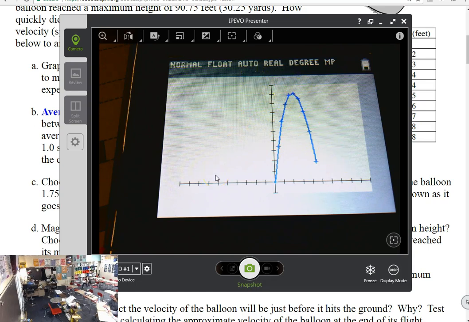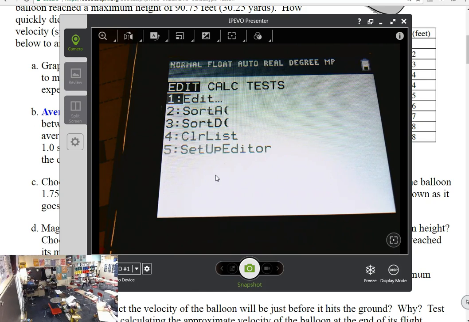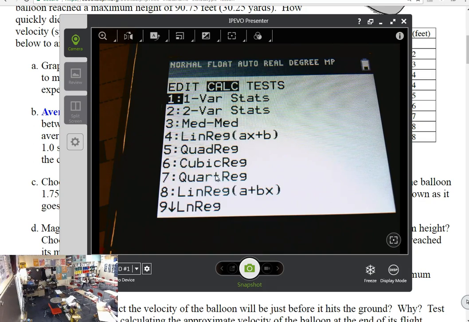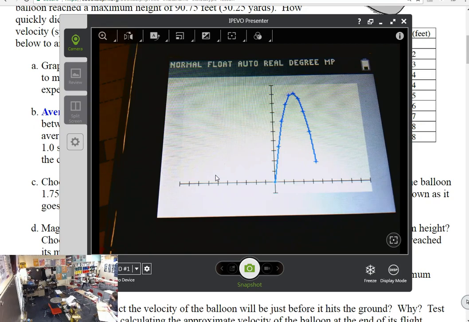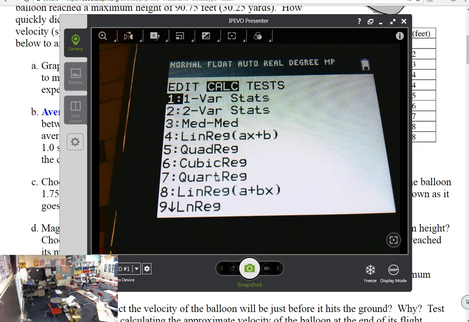When I want my calculator to do things for me, I often go to math, but that is not the case here since we're working in the table. What menu should I go look at? How do I get here? You do stat. Stat over to calc.